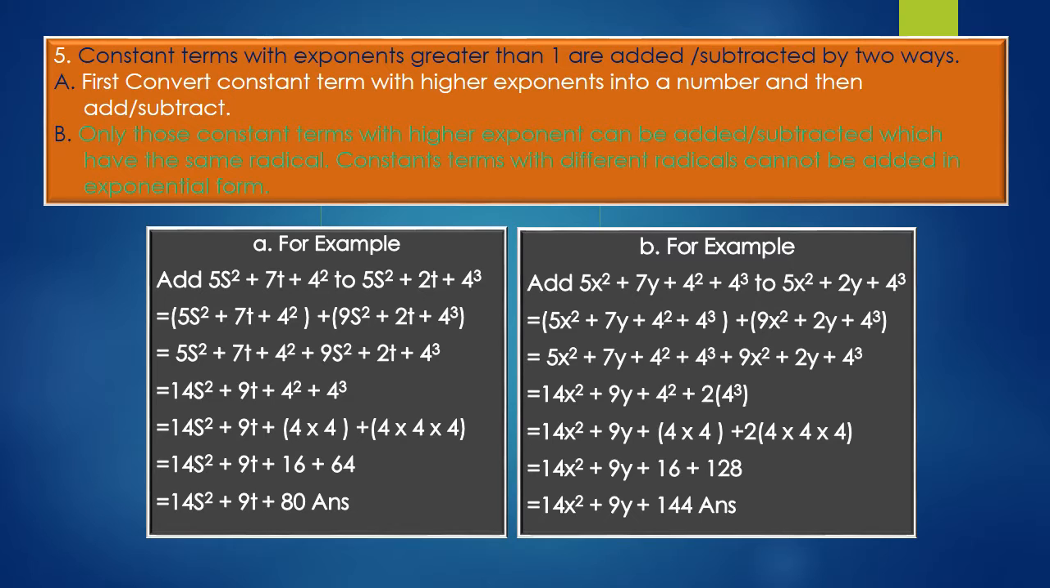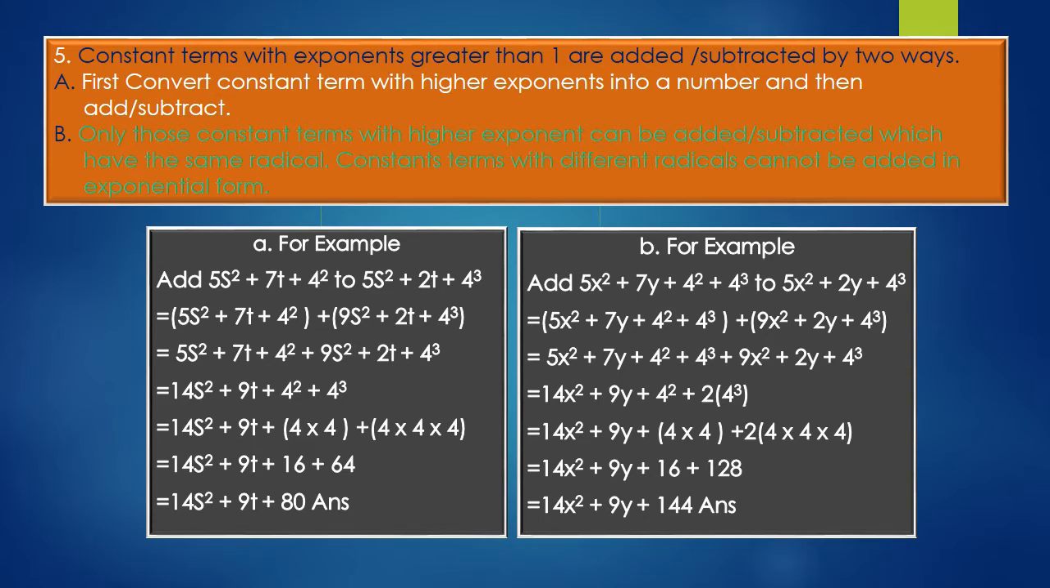Coming to example number B. In this example, add 5x square plus 7y plus 4 square plus 4 cube to 5x square plus 2y plus 4 cube. Here, other terms are added in a similar way as we have mentioned in the previous example, but now you just look to the constant term and its exponent. 4 square is in the first expression, there is no 4 square in the second expression, so it cannot be added. 4 cube is in the first expression, and there is 4 cube in the second expression, so the exponents of both of the constant terms are equal, so we can add them.